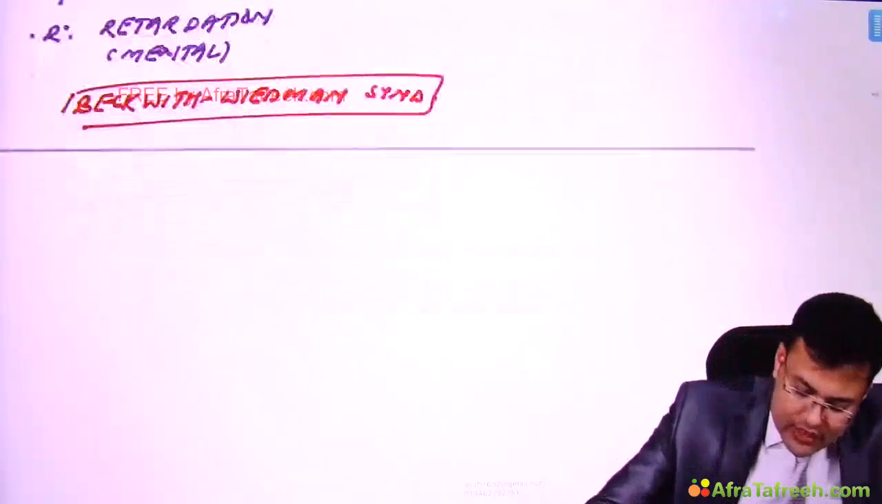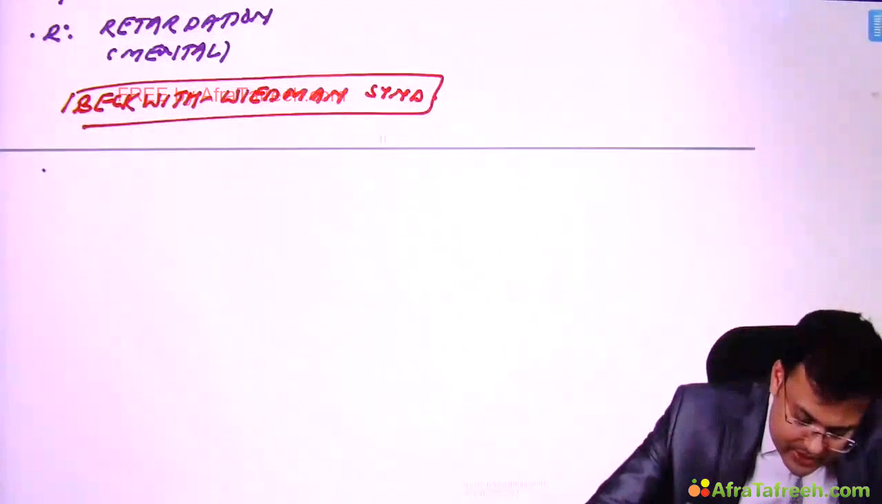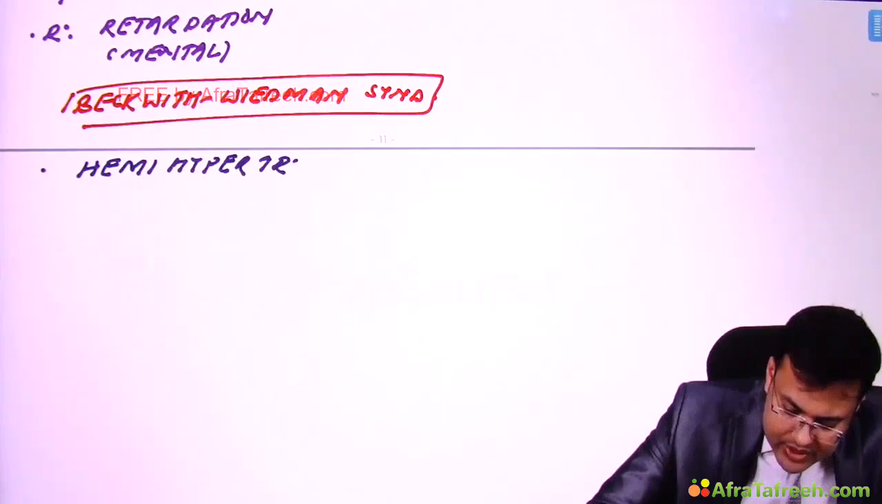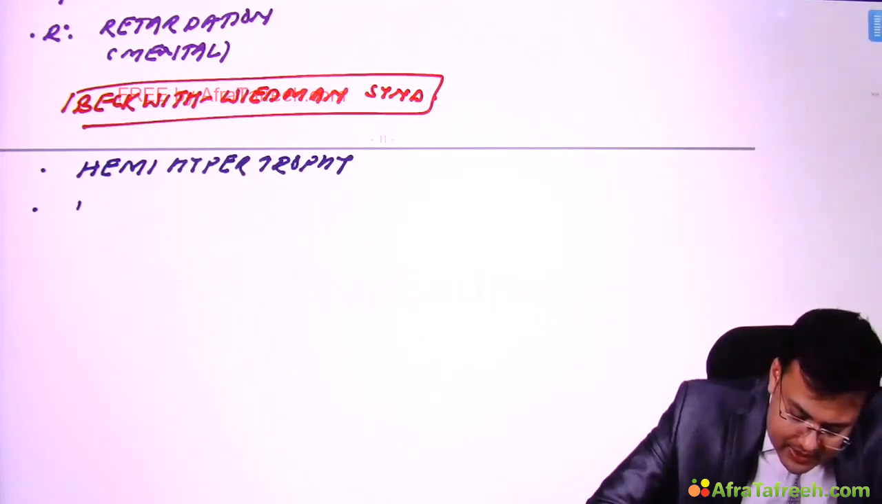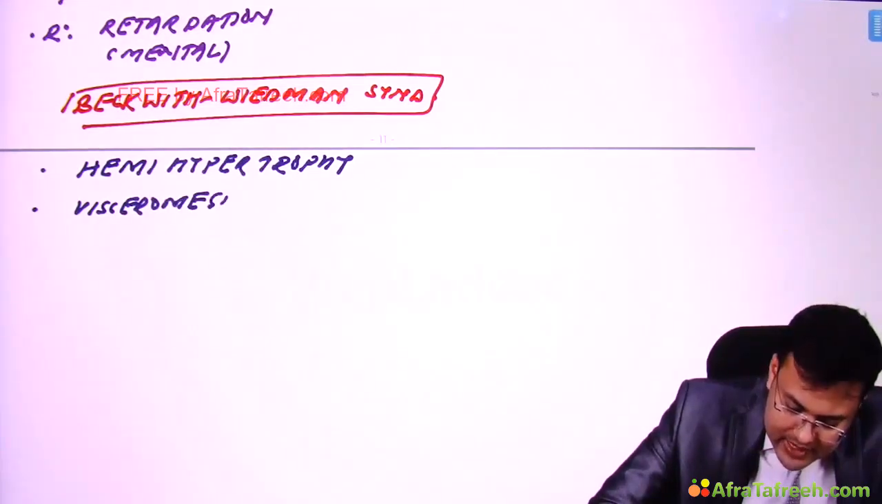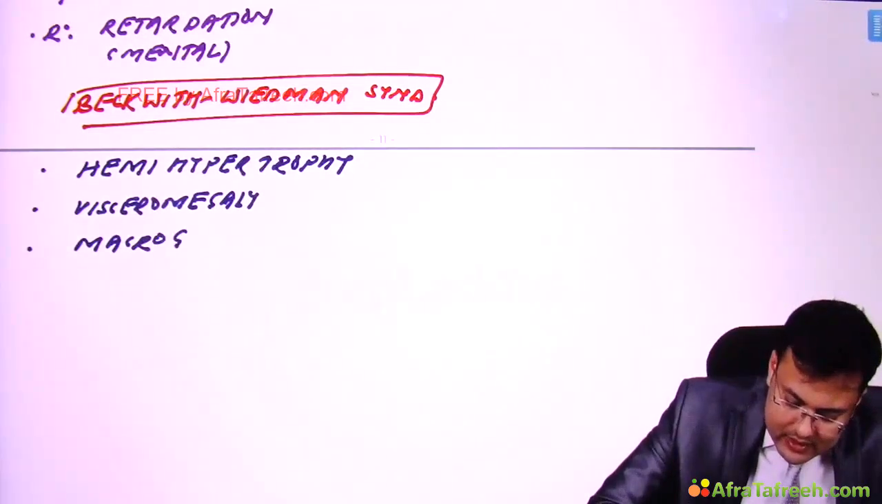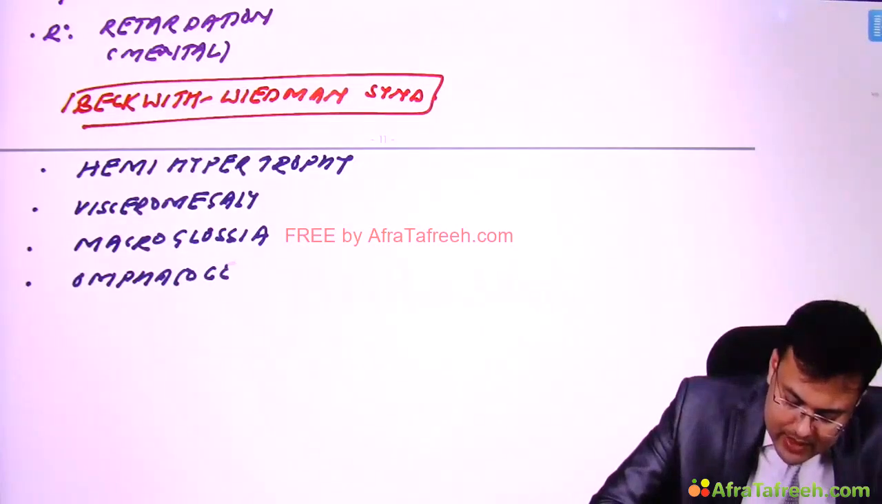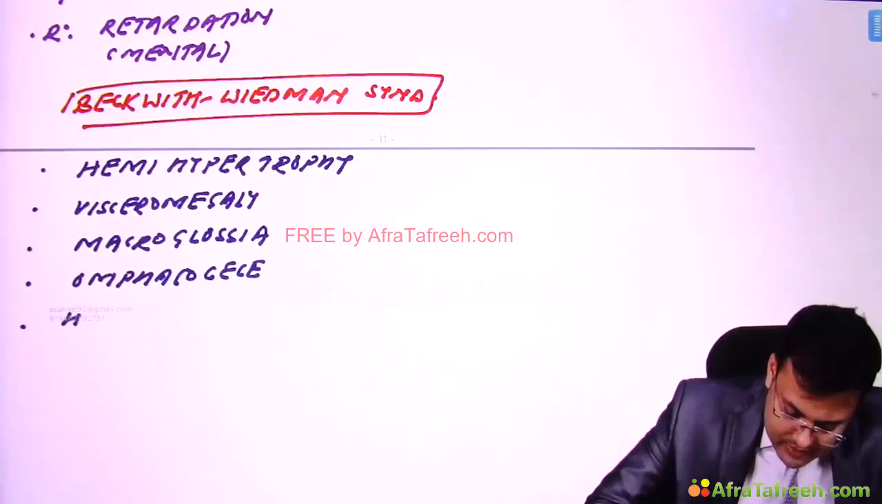So what are the associations of this? The patients have hemihypertrophy. Patients have visceromegaly, meaning hepatomegaly, splenomegaly. There is macroglossia, that's enlarged tongue. There is omphalocele and hepatoblastoma. So these are the associations.